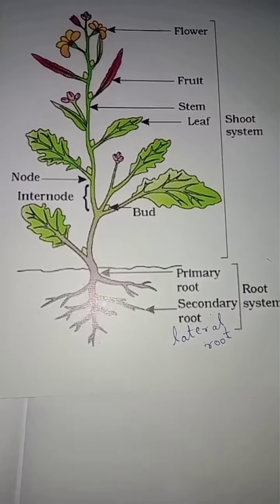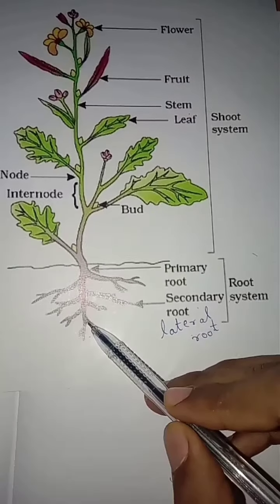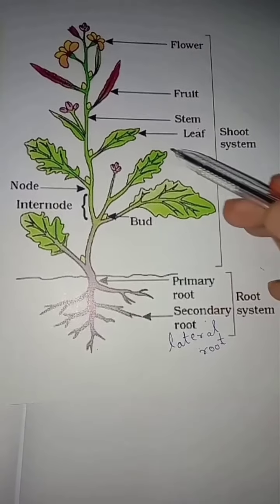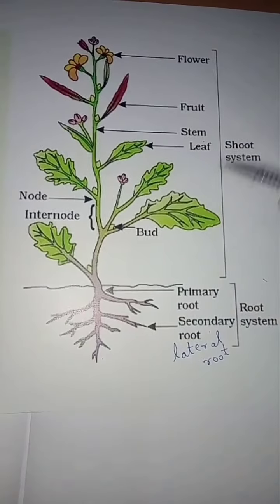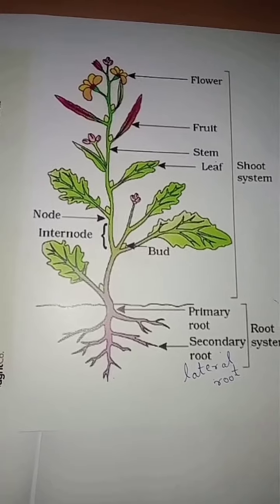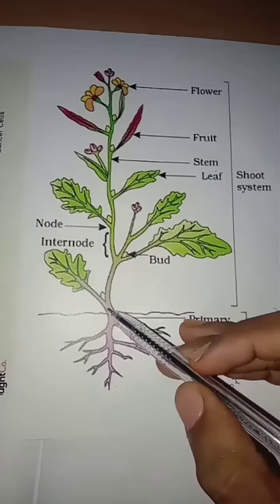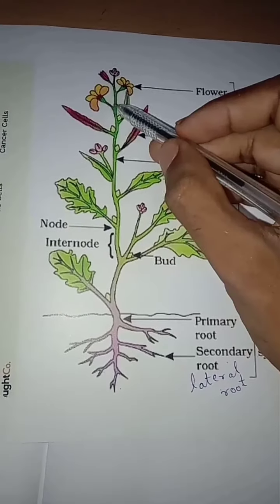From the primary root, the lateral roots are coming outside. Now coming to above the ground, this is the above-ground part. Now we will learn about this one. You can observe the stem. The middle part of the plant is called the stem.